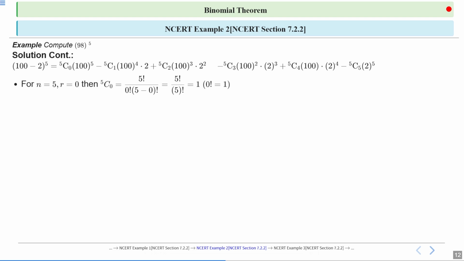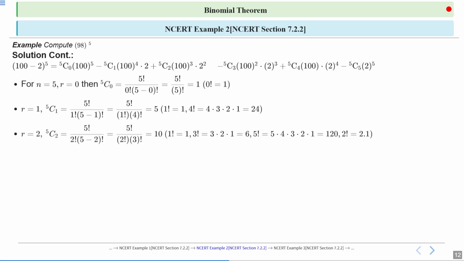Now let's calculate the first binomial coefficient for n equal to 5, r equal to 0. Then 5C0 is equal to 5 factorial upon 0 factorial times (5 minus 0) factorial, and since 0 factorial is 1, this is equal to 5 factorial upon 5 factorial, which is 1. Now next for r equal to 1, 5C1 is equal to 5. You can easily calculate it.